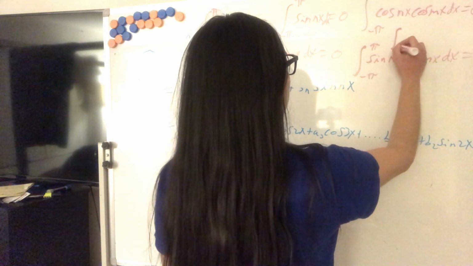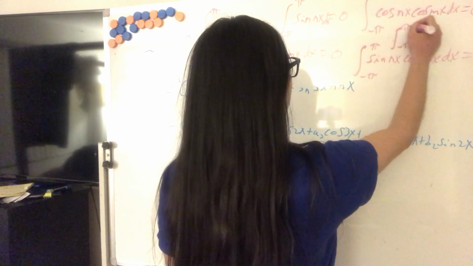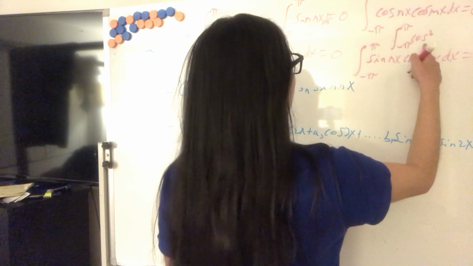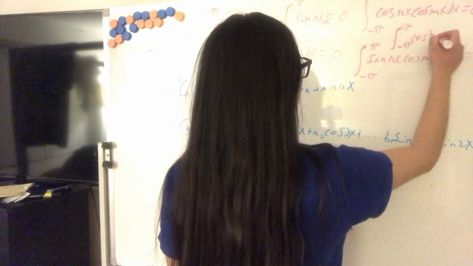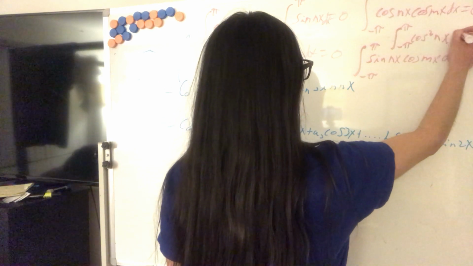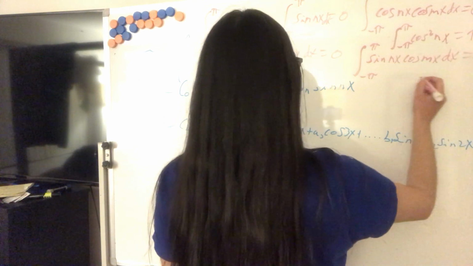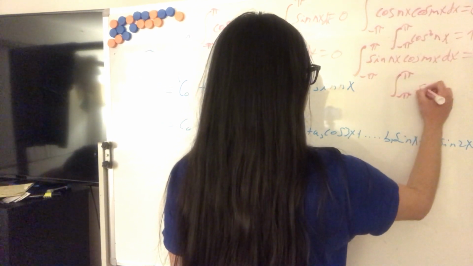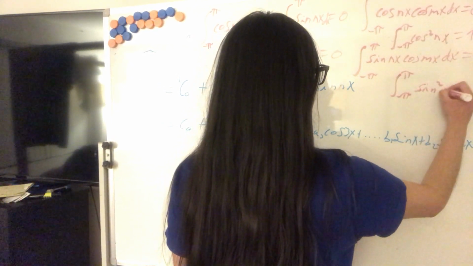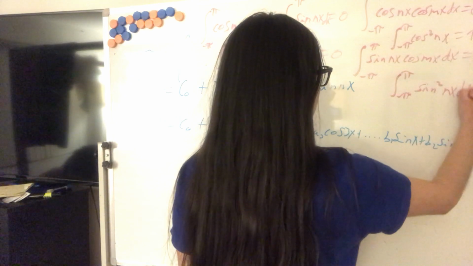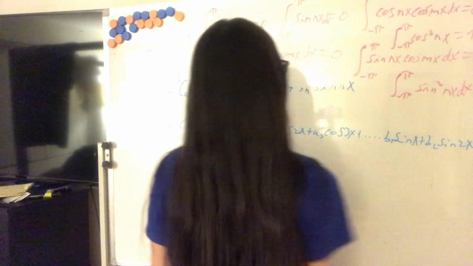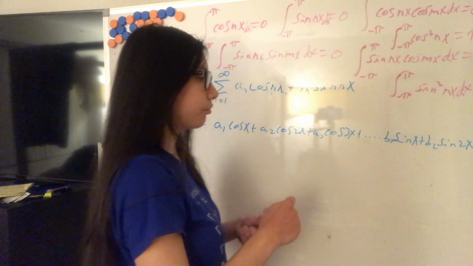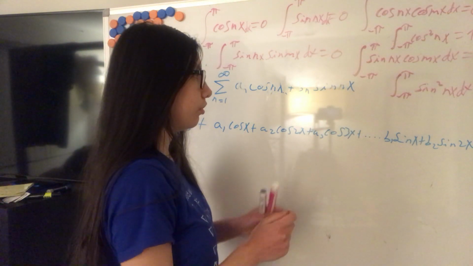And two more: the defined integral from minus pi to pi of cosine square of nx dx is equal to pi, and the defined integral from minus pi to pi of sine square nx dx is equal to pi. So we need to have this here in front.